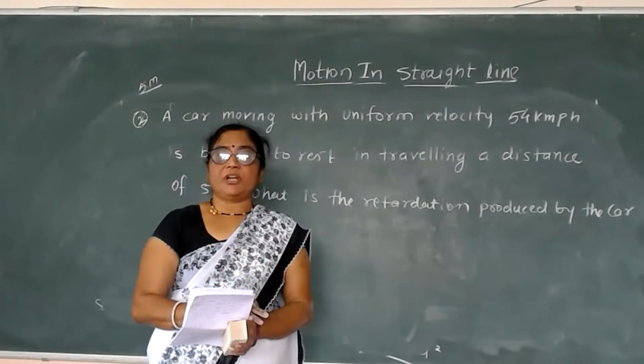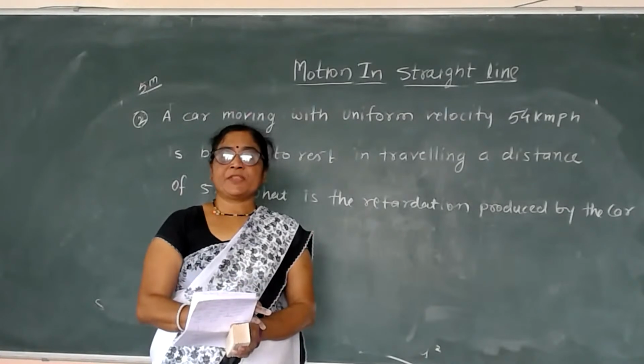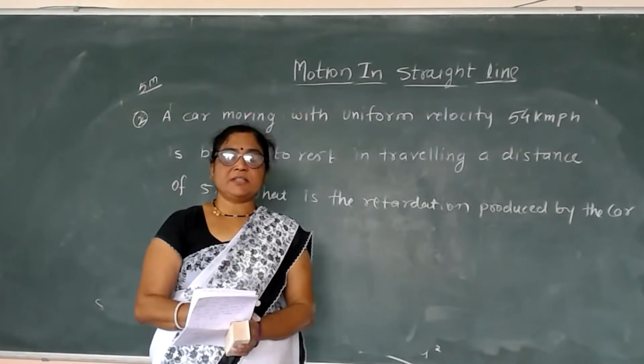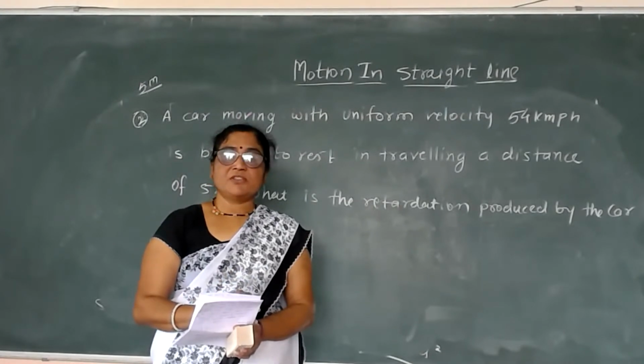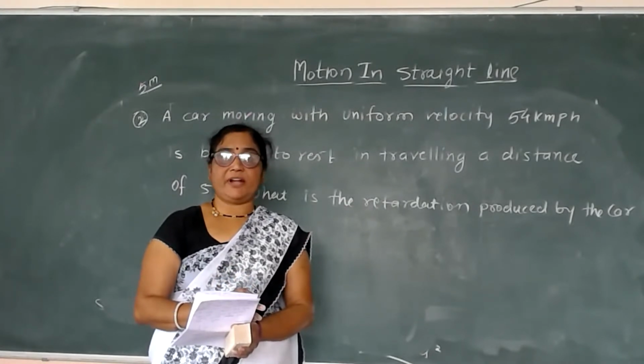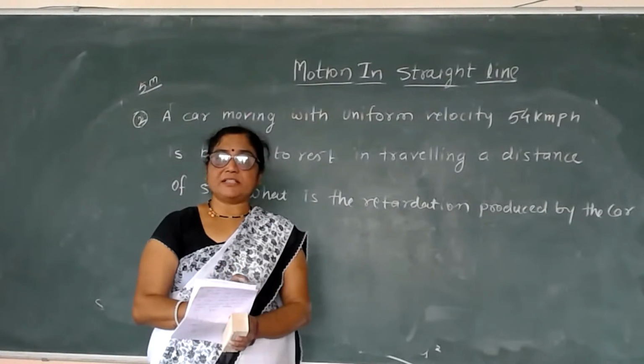Then write down the formula. For the formula 1 mark, simplification 3 marks, and writing the answer with the correct unit is 1 mark. So in this type the marks are divided and each numerical carries 5 marks.